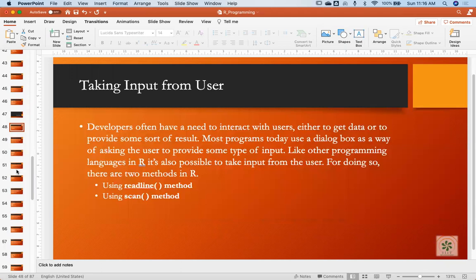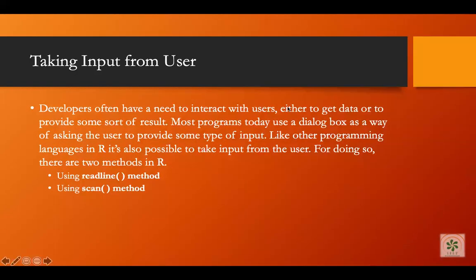So for taking the data, we use many functions. Developers often need to interact with the user either to get data or to provide some sort of result. Most programs today use a dialog box as a way of asking the users to provide some type of input. Like other programming languages, in R it's also possible to take input from the user. For doing so, there are two methods in R. First is the readline, another is the scan method. These two we'll see.